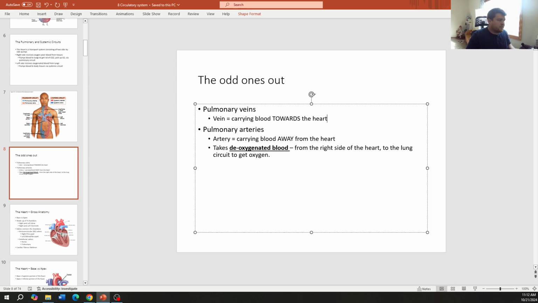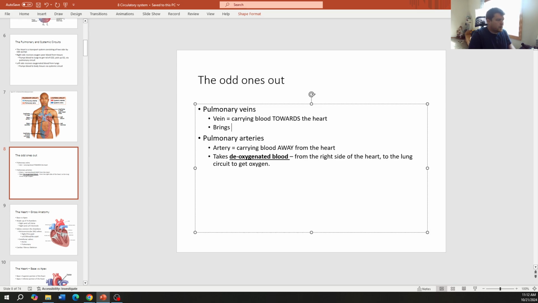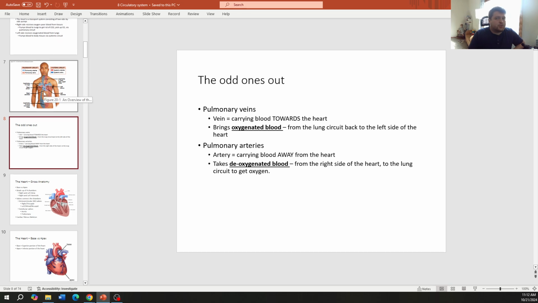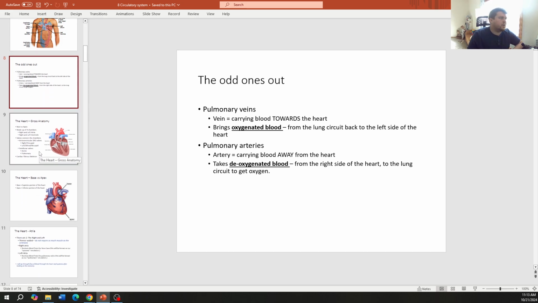And then on the opposite side, the veins, it brings oxygenated blood from the lung circuit back to the left side of the heart. So just want to make sure we know these, because these are going to come up several times in the future courses as well, just because this is an easy question that teachers like to try to trick you with, talking about, okay, which the pulmonary veins versus pulmonary arteries, which one's carrying oxygenated versus deoxygenated blood, because it's unique and it's different.